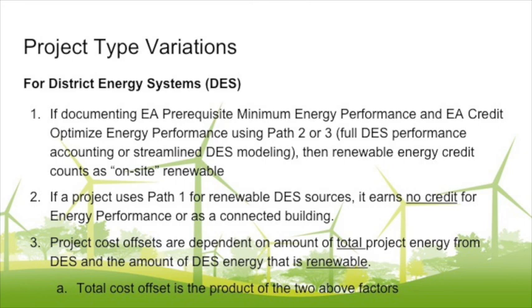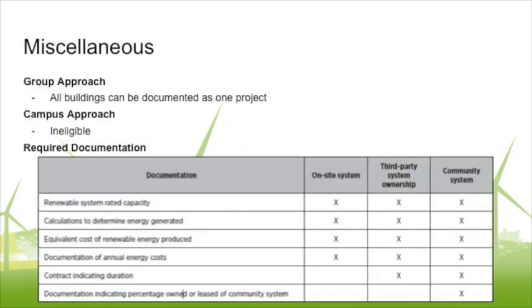Project cost offsets are dependent not only on the total energy from the DES, but also the quantity that is made of renewable energy. Total cost offset is the sum of these two factors. For building groups, all buildings can be documented as one building. However, the campus approach is not available for this credit. Required documentation for each renewable energy system configuration is shown in the table below.